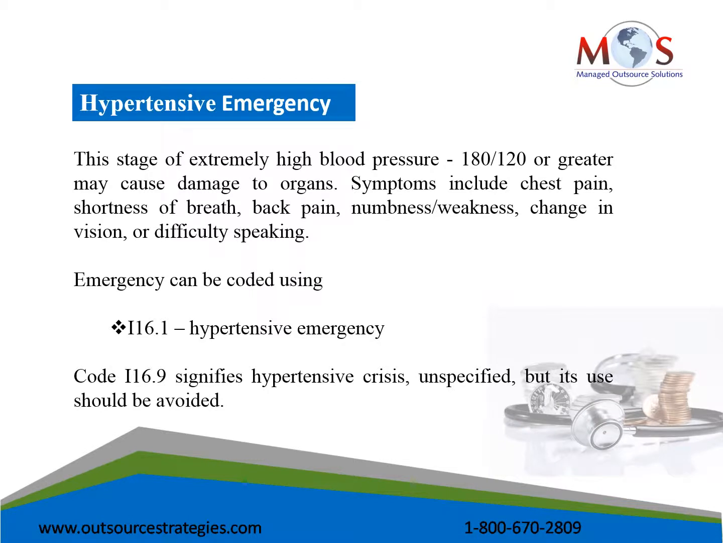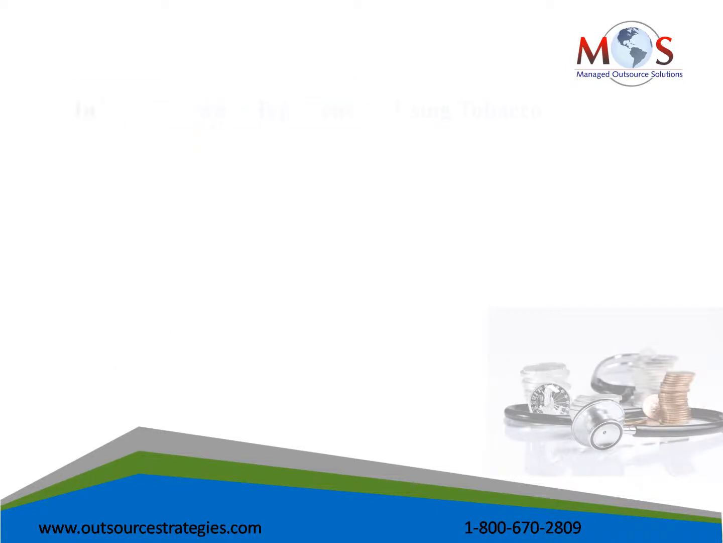symptoms of target organ damage, such as chest pain, shortness of breath, back pain, numbness, weakness, change in vision, or difficulty speaking, and signs indicative of acute impairment of one or more organ systems. This condition rarely requires hospitalization, but the provider may adjust or add medications. There is also a code for hypertensive crisis unspecified, but its use should be avoided.